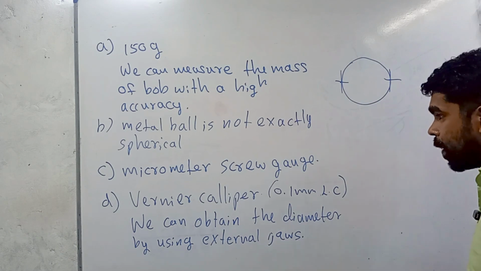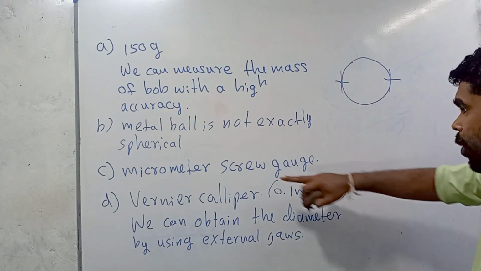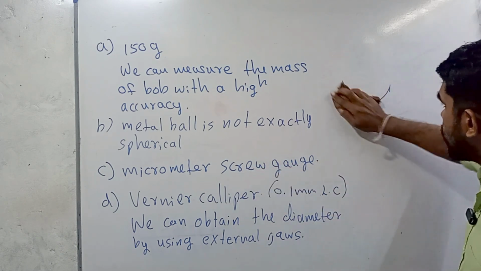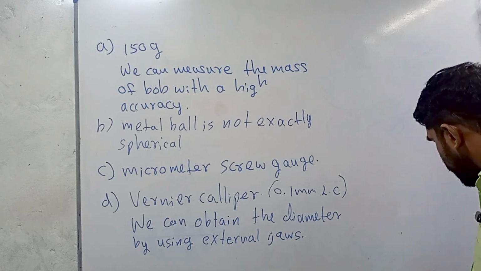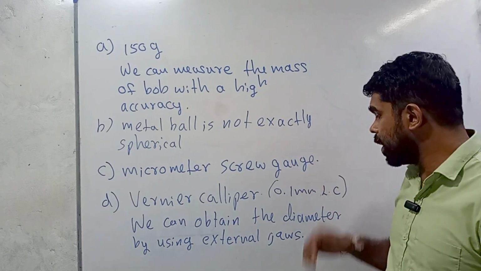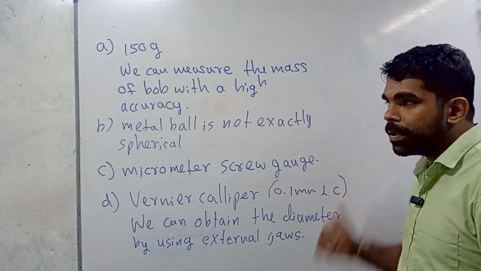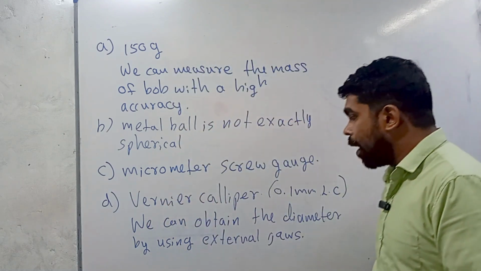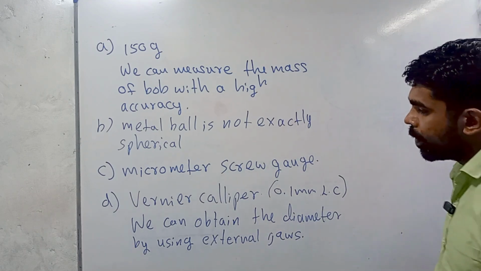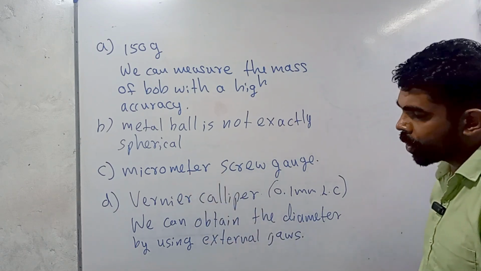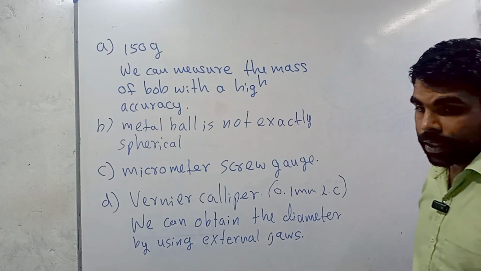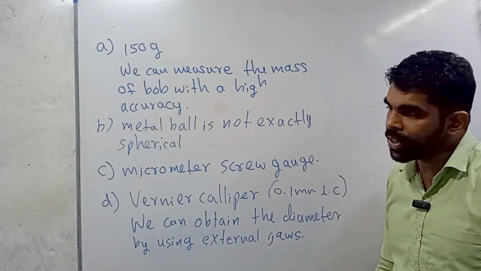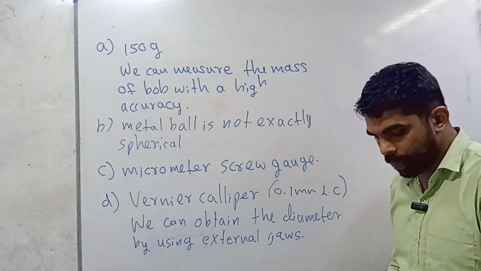Therefore, if you are using a micrometer screw gauge, there is a high accuracy of the measurement, because we can obtain up to 0.01 millimeters. But if we have to select another instrument, the vernier caliper is the suitable one, because we can measure the diameter more easily than with other instruments.